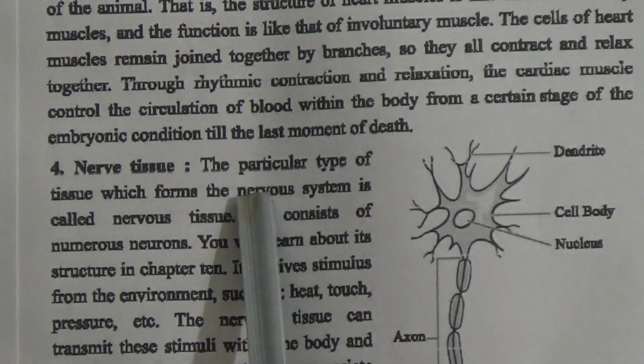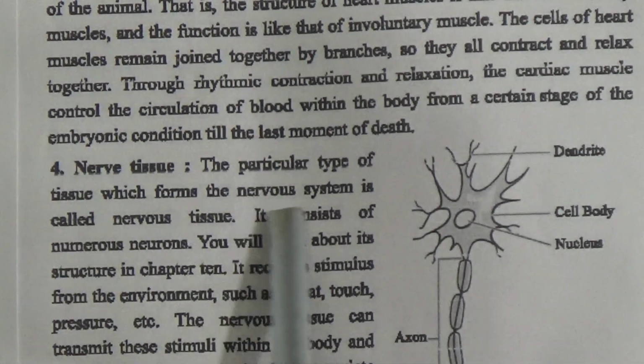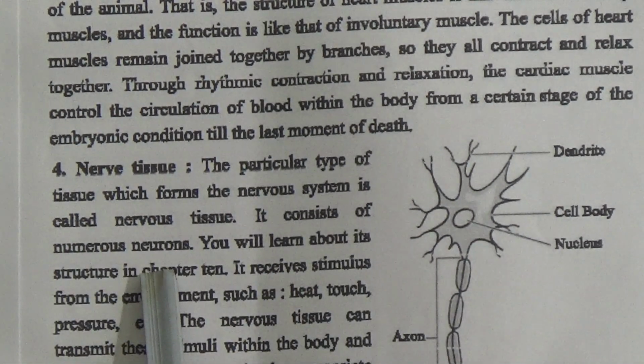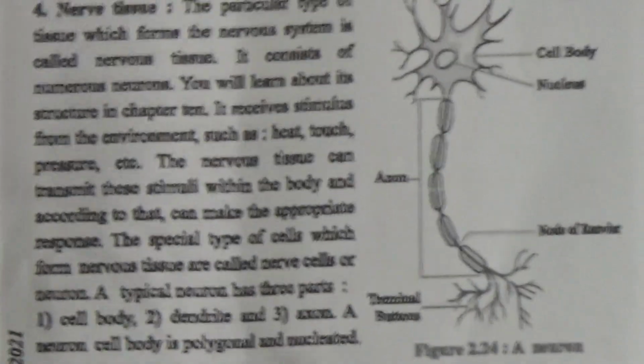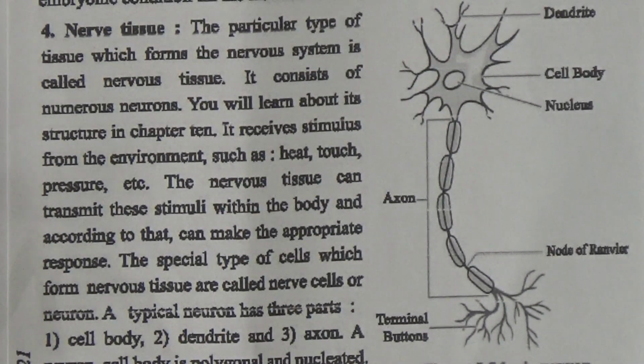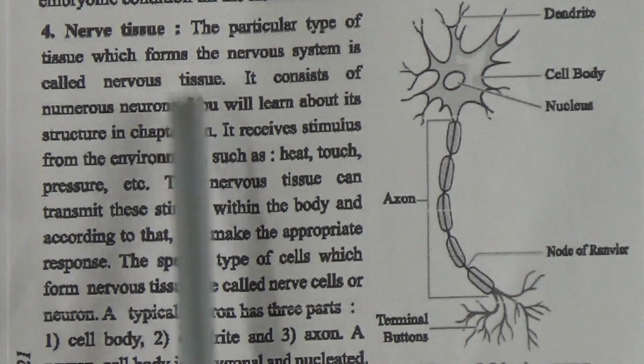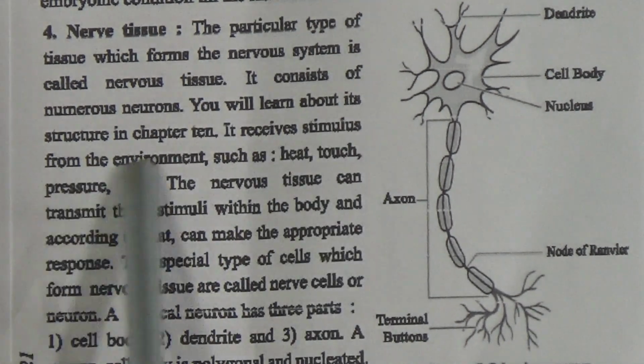Nerve tissue. The particular type of tissue which forms the nervous system is called nerve tissue. It contains numerous neurons. What is the unit of nerve tissue? The unit of nerve tissue is the neuron. You will learn about this structure in chapter 10.